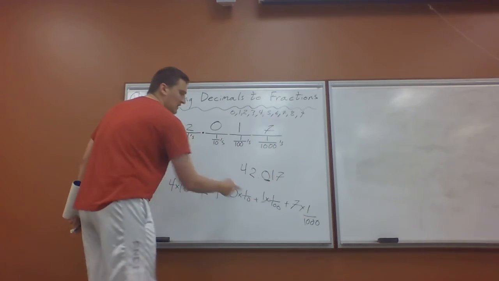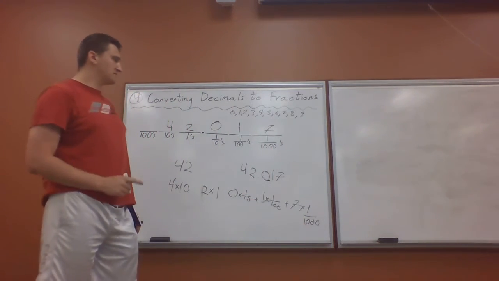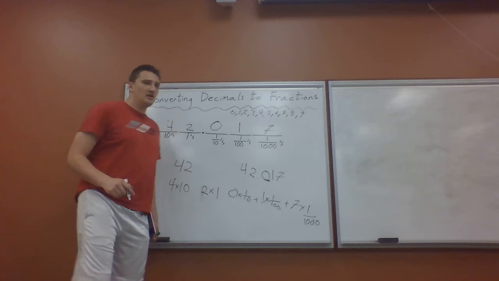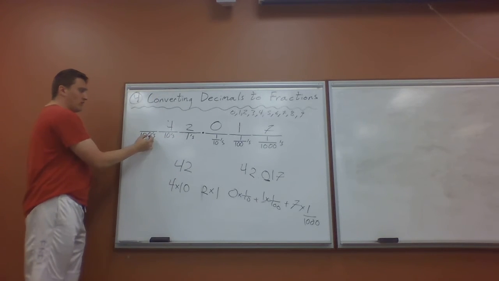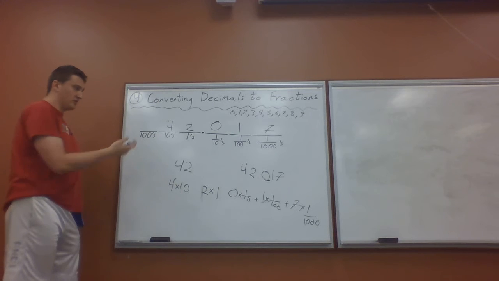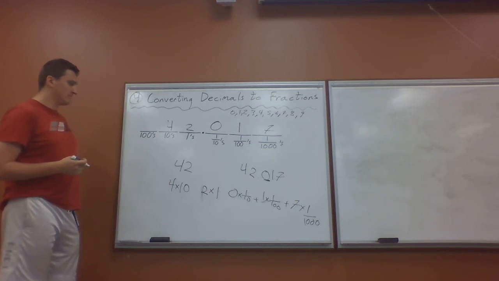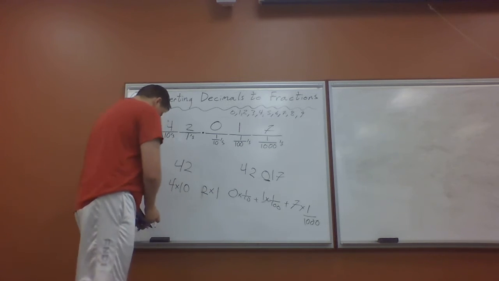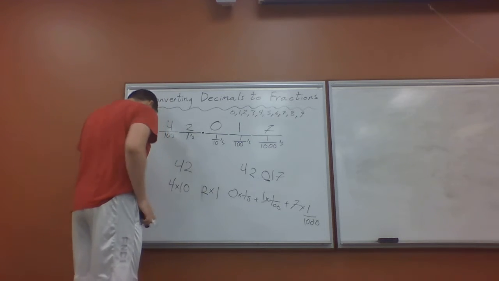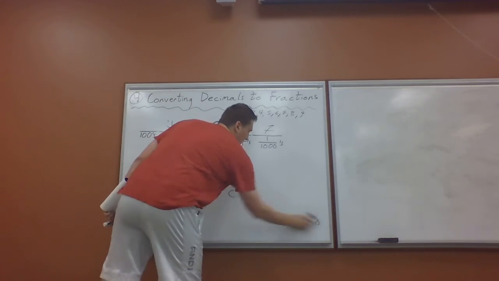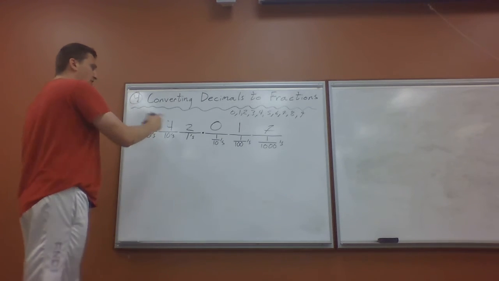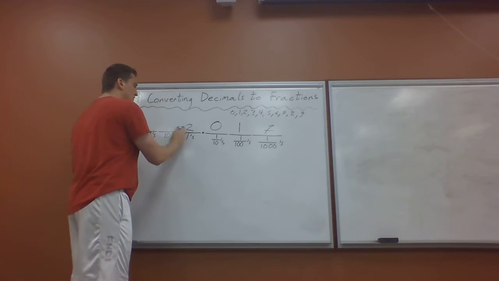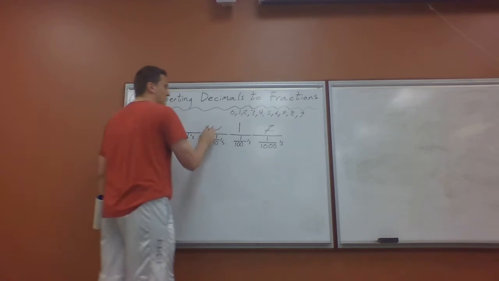Notice how the bottom is gaining 1 more 0 with each place value that we go to the right, just like how the more we go to the left, we gain another 0 for each new power of 10. So that was showing us what the makeup of 42.017 is. Just one more example of that, and then we'll go ahead and move on.